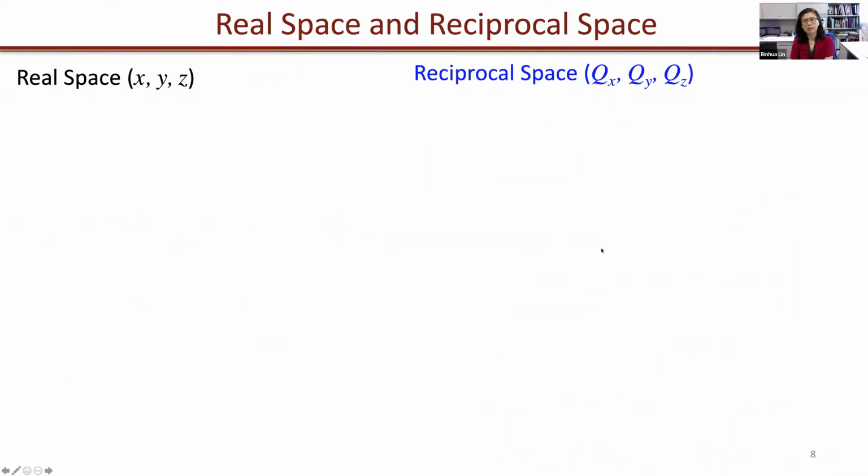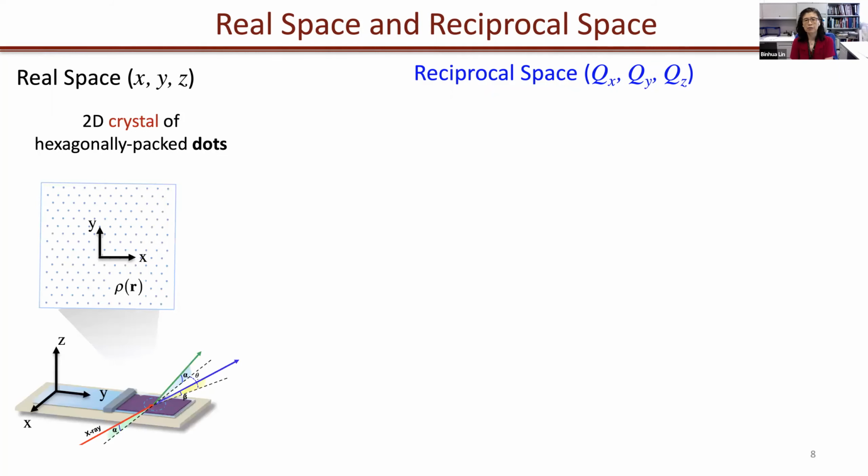Now the task is to see how we can describe the diffraction pattern using the structure factor and form factor. I'm not dealing with the mathematical functions. I just wanted to give you a sense of what the structure factor does and what the form factor does. So first, a purely mathematical sample, a perfect 2D hexagonal crystal of dots.